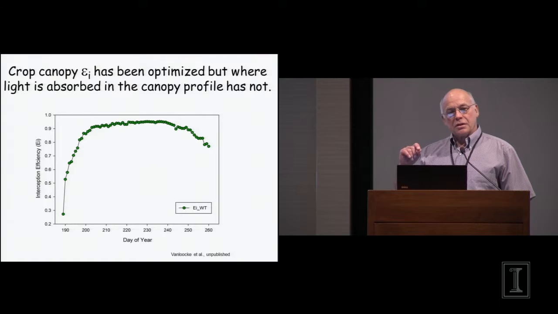But our premise is that, in fact, while EI has been optimized by selection, the distribution of that light within the crop canopy has not been optimized. And by optimizing that, there is the potential opportunity to increase canopy photosynthesis that, again, will lead to increased yield.